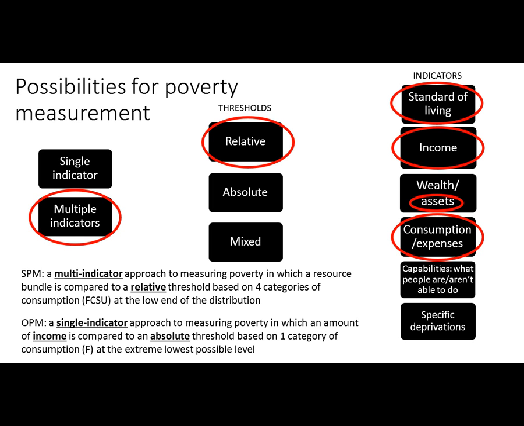And this is in contrast to the official poverty measure, which is a single indicator approach to measuring poverty in which an amount of income, an amount of money, is compared to an absolute threshold, and that threshold is based on 1 category of consumption, F, not just at the low end of the distribution, but at the extreme lowest possible level. Remember that thrifty food plan was for emergency or temporary circumstances, accounting for very extreme possibilities. So that is, in sum, the differences between where the OPM and the SPM come out on this map.